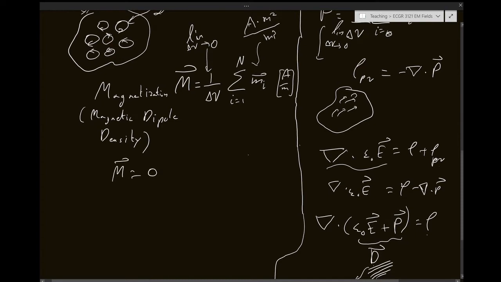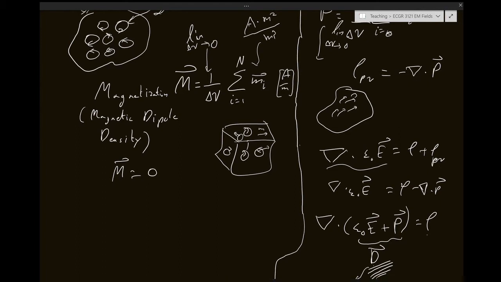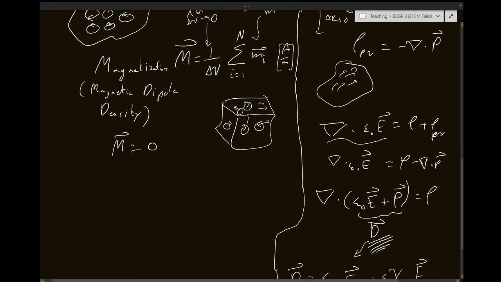Okay, most materials will have M equals 0, right? Because in the material you have all the dipoles, all the electrons spinning around the nucleus. That's fine, but they're all spinning in different directions. So the direction of spinning is all different, so that effectively it cancels out, and we end up with M equals 0, because the dipoles are randomly oriented. Okay, so M is a magnetic dipole density, and it's called magnetization.